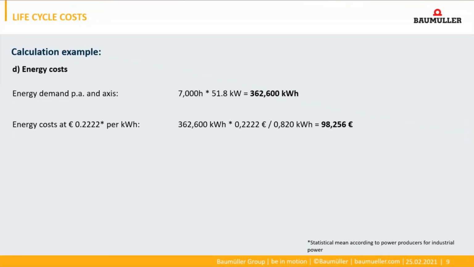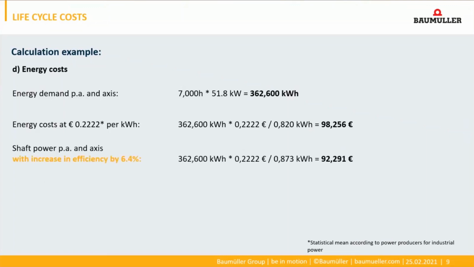We saw that we are able to increase the efficiency by using direct drive technology. Basically, the calculation is the same. We just have to adapt the value for the efficiency. Now we see the energy costs are 92,291 euro. Overall, we save 6,000 euro energy costs per year. On the other hand, to the saving of the energy costs is of course also a saving of carbon dioxide emissions.